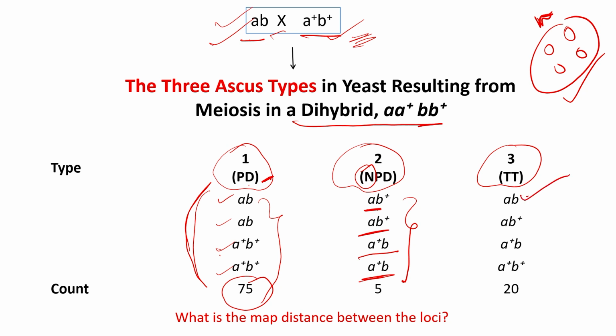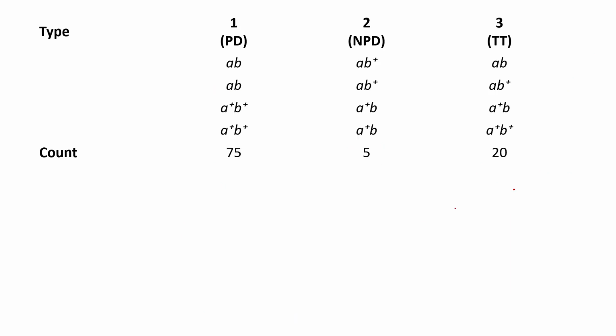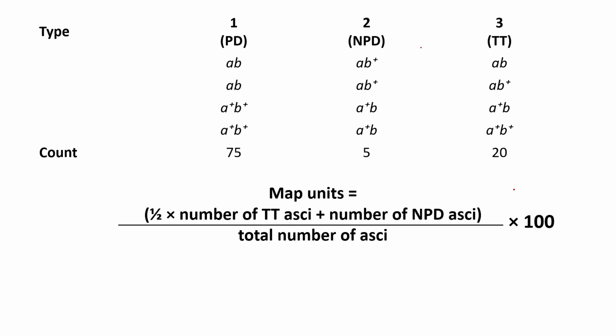Then we come to this class. Here you are seeing a parental type. This one is also a parental type, one is this, another is that, and these two are recombinants. So, these two are recombinant type. Because this kind of ascus has 4 spores where you see parent as well as recombinant types, it is called tetratype, TT. So, if we want to calculate the map distance between this A and B gene, what will we do in the case of yeast?